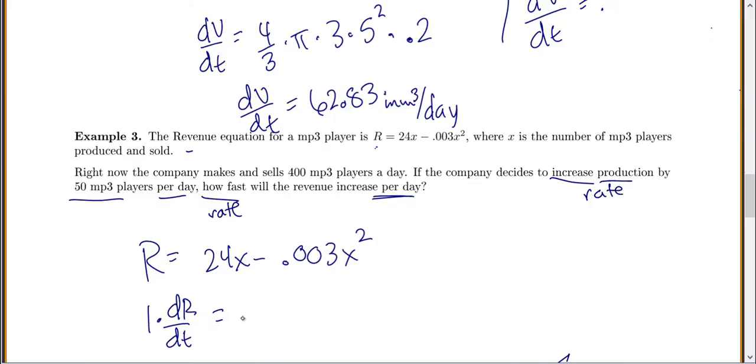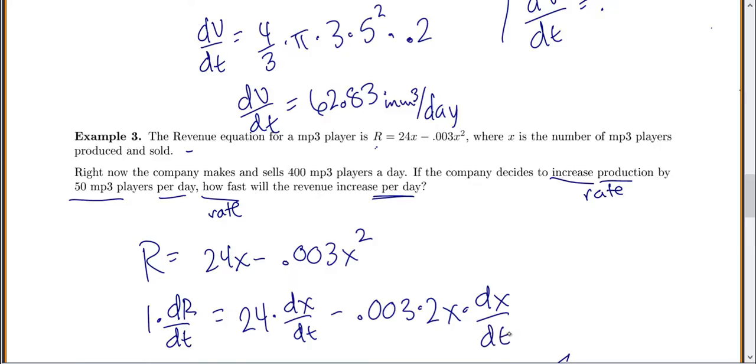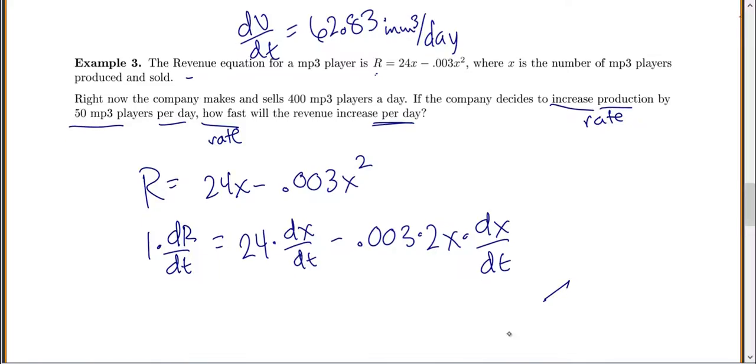Okay, and then this 24x, this would be 24, but you have to tack on dx/dt, minus 0.003 times 2x, and you have to tack on dx/dt because our x is also changing per day. At this point, you could rearrange and solve, but I usually just kind of plug in numbers before I try and do that. It makes it simpler.